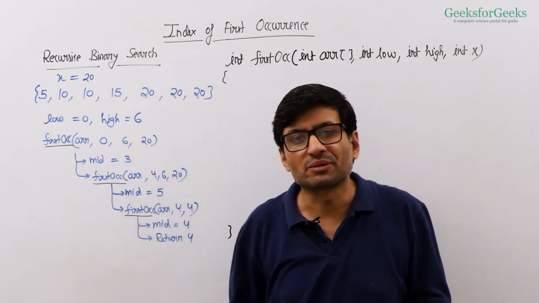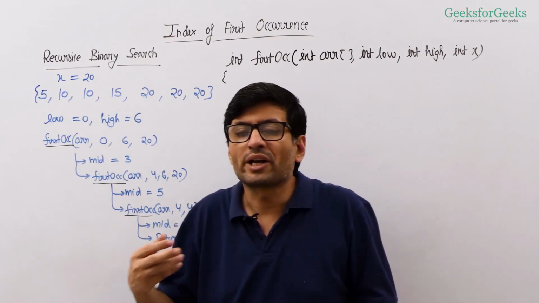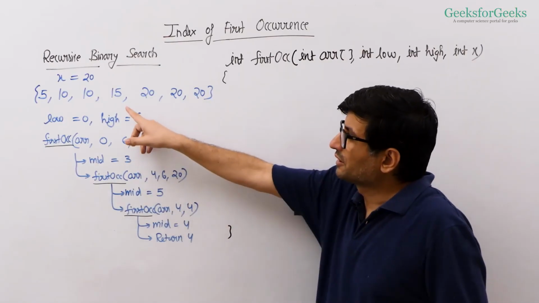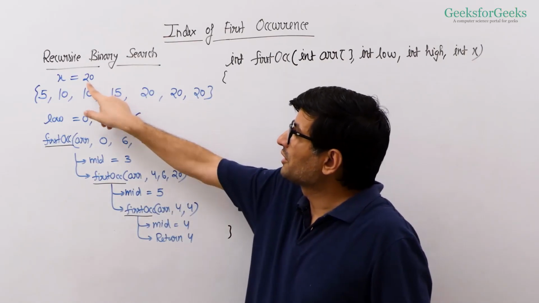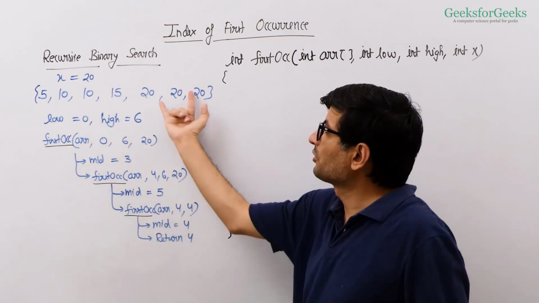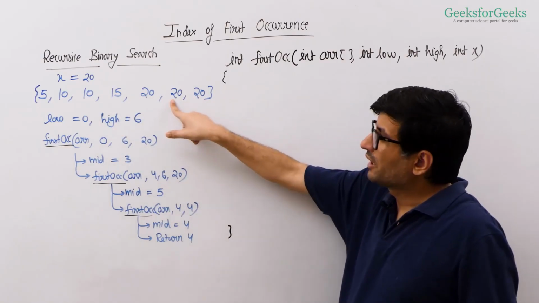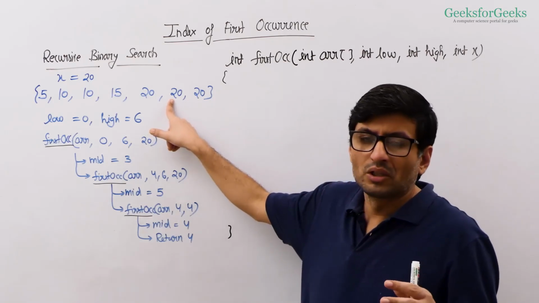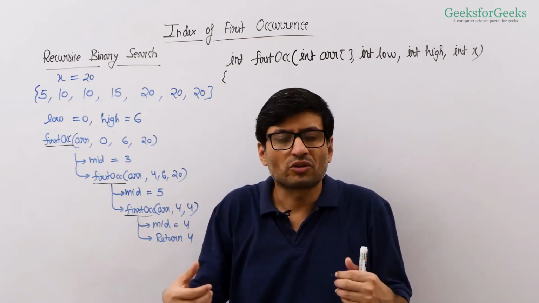If the element is the same, then it might or might not be the first occurrence of that element. Let's see what happens in this example. So we see that 20 is greater than 15, so we go to the right half. Now we go to the mid and we see that 20 is the same as 20. So what should we do now? We check whether it is the first occurrence or not. And how do we check?